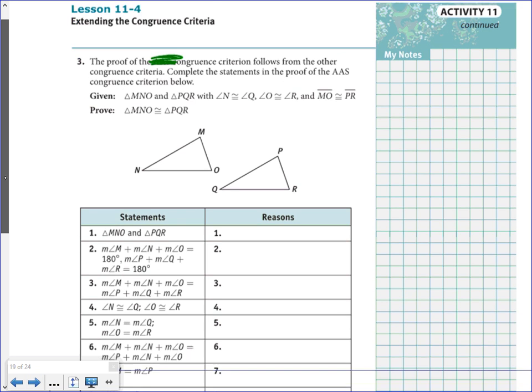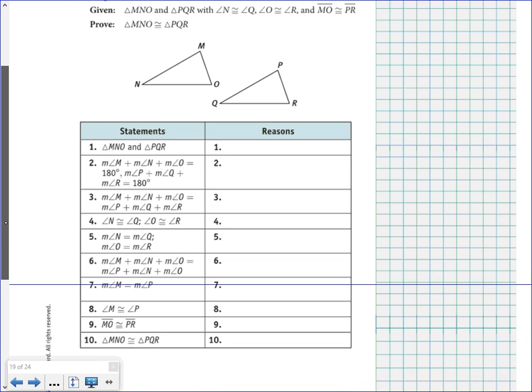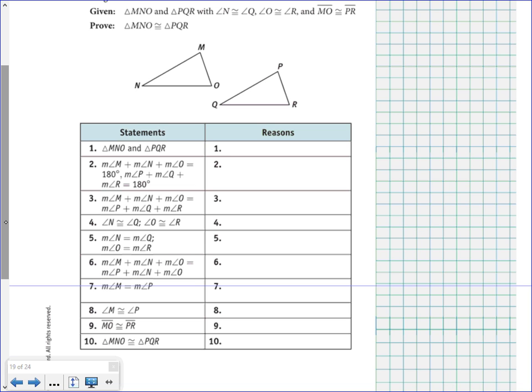So when you look at this, yes, it is a long proof. There are 10 statements and reasons. And so one thing that might help you is just to go through and fill in your given information. Like go ahead and put in the reasons that are given. So we're given our triangles here. So statement number 1 is a given. So we can write given for reason number 1.